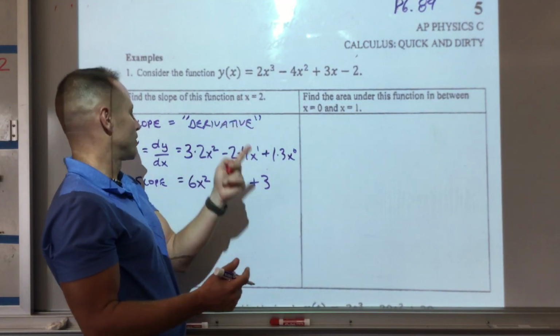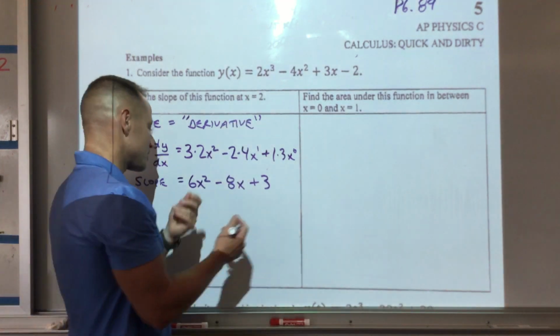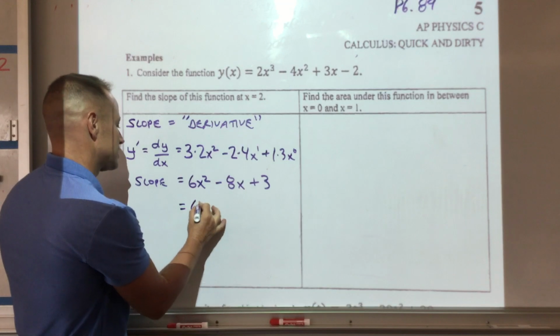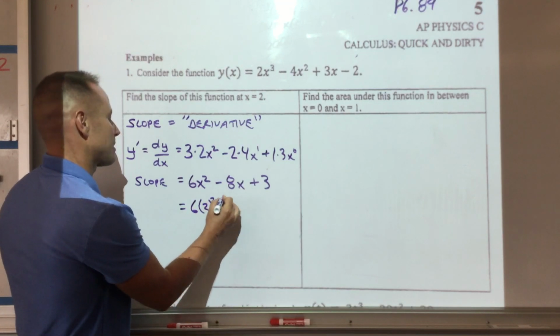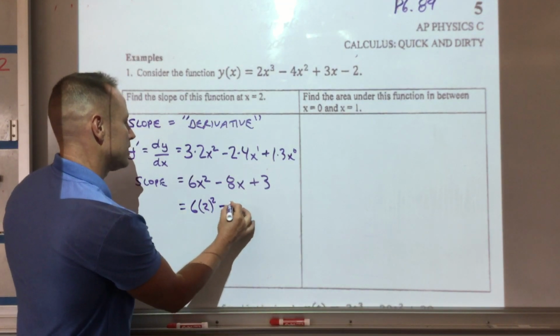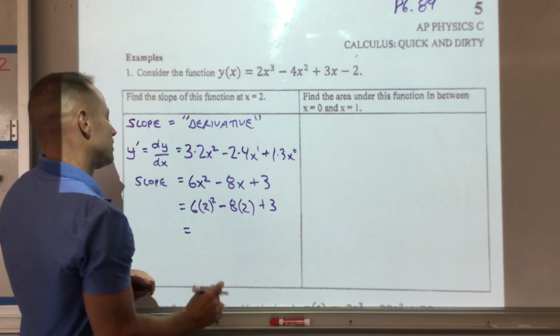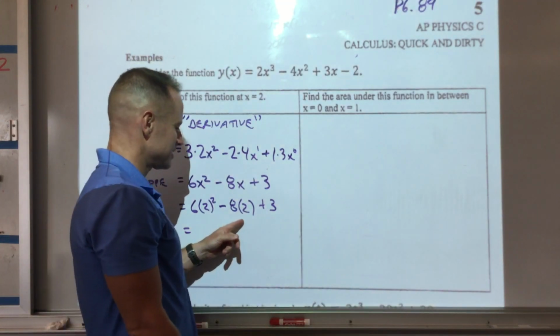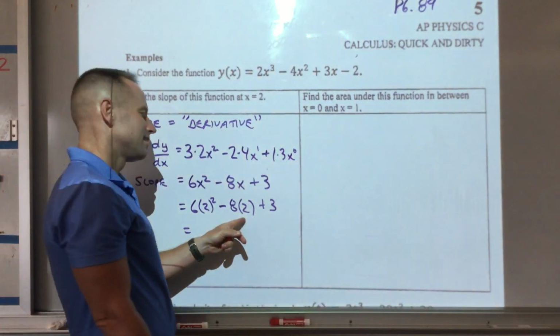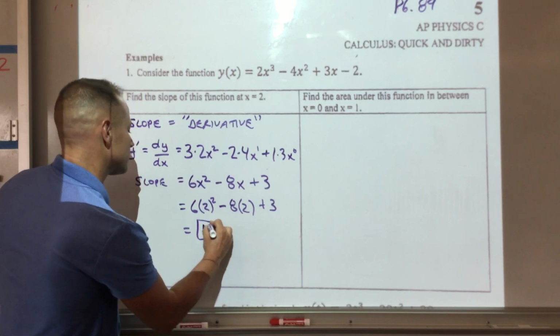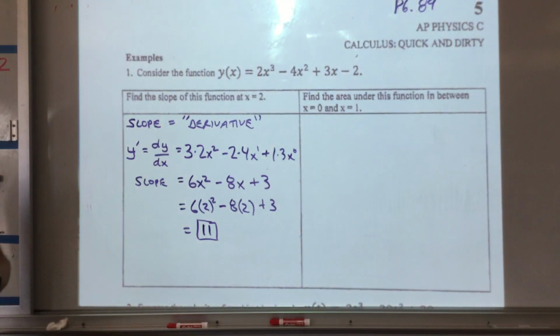And it turns out, for whatever reason, we care to look at x equals 2, so let's just check it. So let's plug in a 2. So 6 times 2 squared, 6 times 4, that's 24, minus 8 times 2, plus 3. 24 minus 16, that'll give you 8. 8 plus 3 is 11. So it turns out, lo and behold, the slope's 11 when you get to x equals 2.